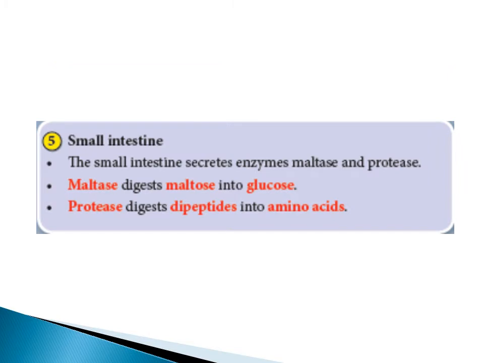Small intestine. The small intestine secretes the enzymes maltase and protease. Maltase digests maltose into glucose. Glucose is the smallest substance of carbohydrate, and protease digests dipeptides into amino acids, the smallest substance in protein.